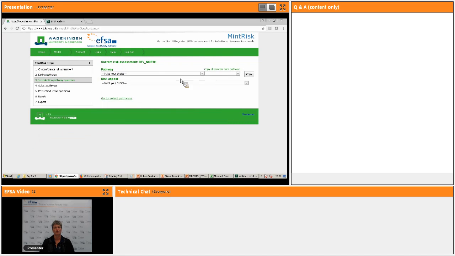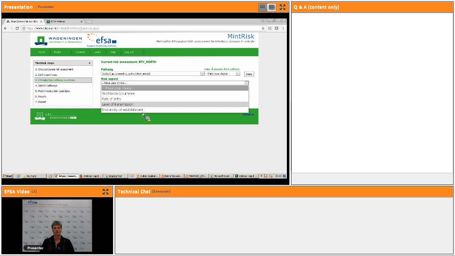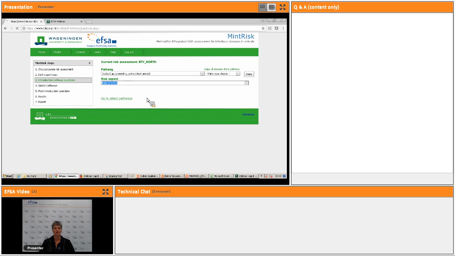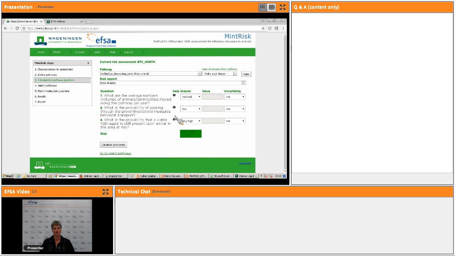So I will go on to the pathway questions. I select my pathway that I want to work on, and then I have 4 different risk aspects for which questions need to be answered. I'm going to give the example here of the risk of entry.